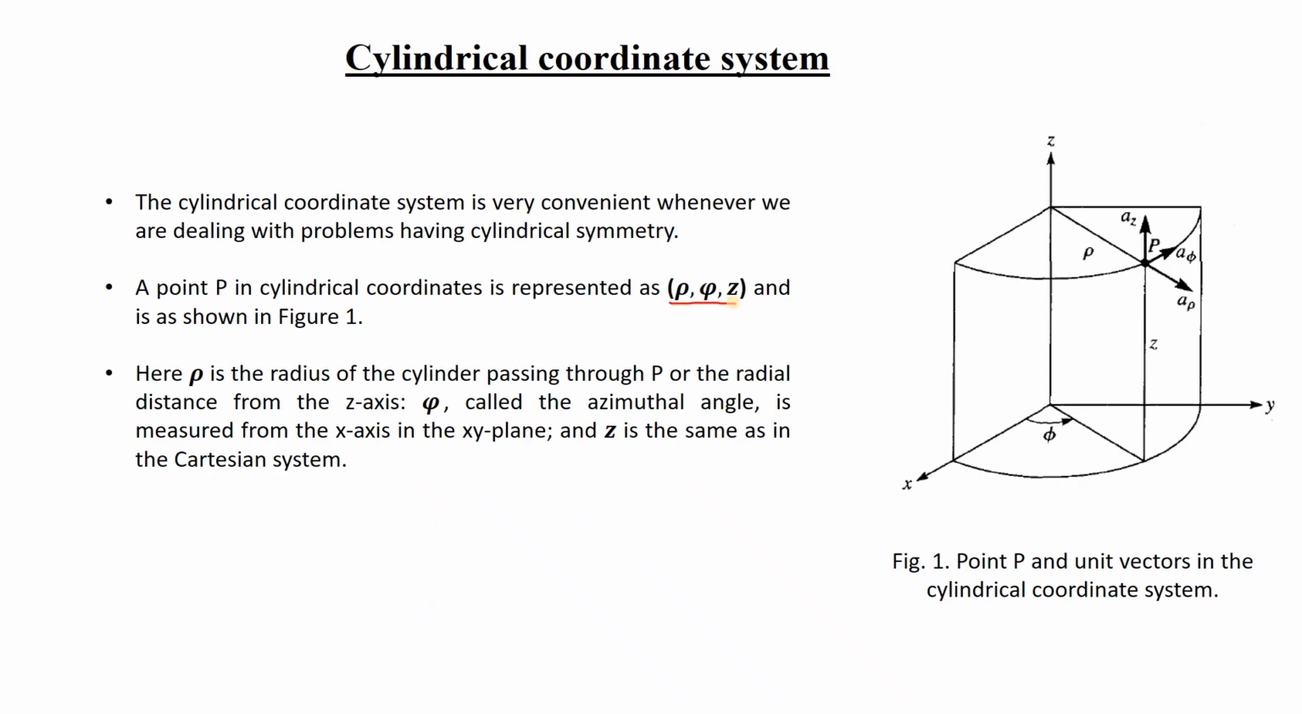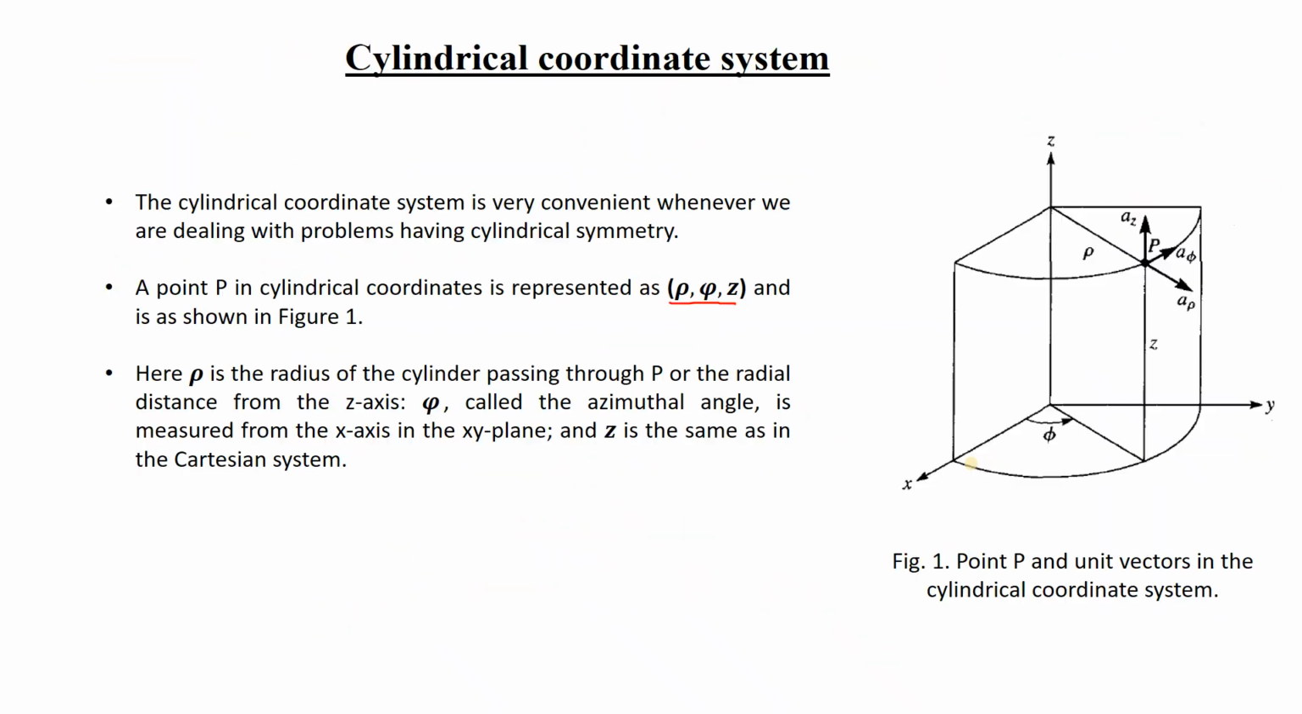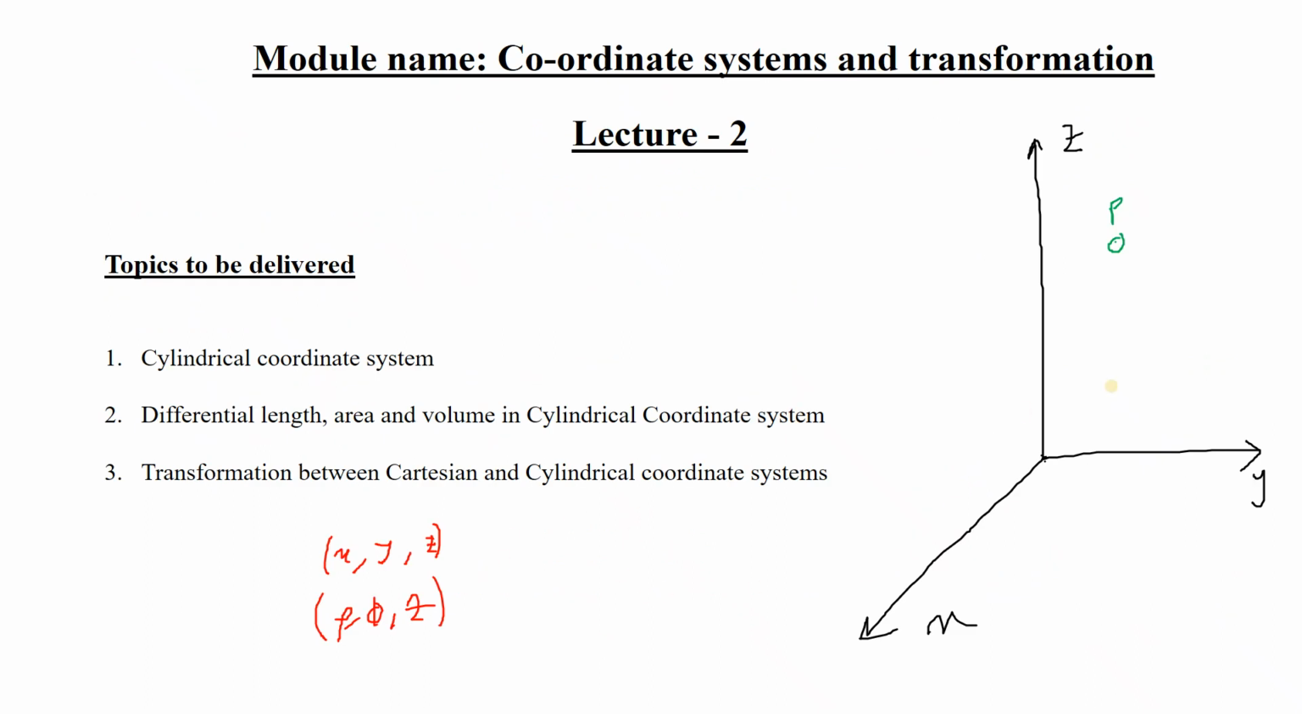See, we have rho, phi and z, and it looks like this. Okay. So let me explain it to you, because this is in the form of our notes. Let me explain how we are getting this. Suppose this is the point P. So this Z coordinate is common, Z axis is common. Both the coordinate systems have this Z.